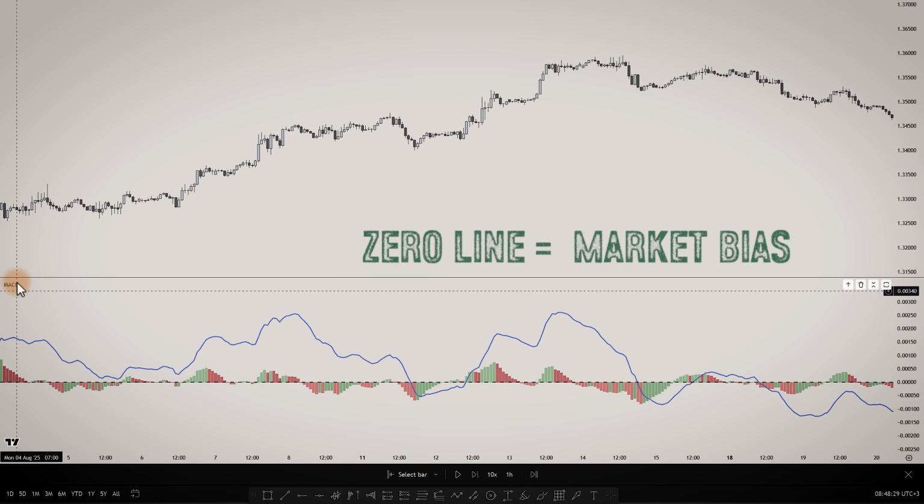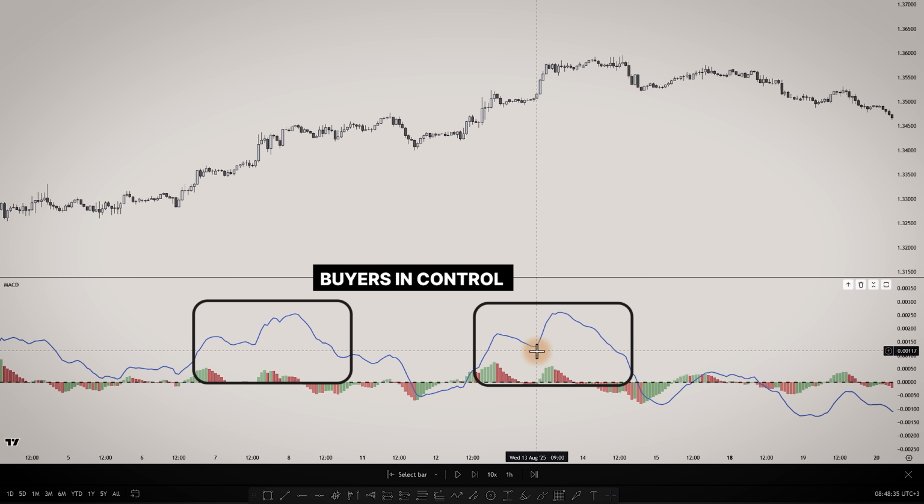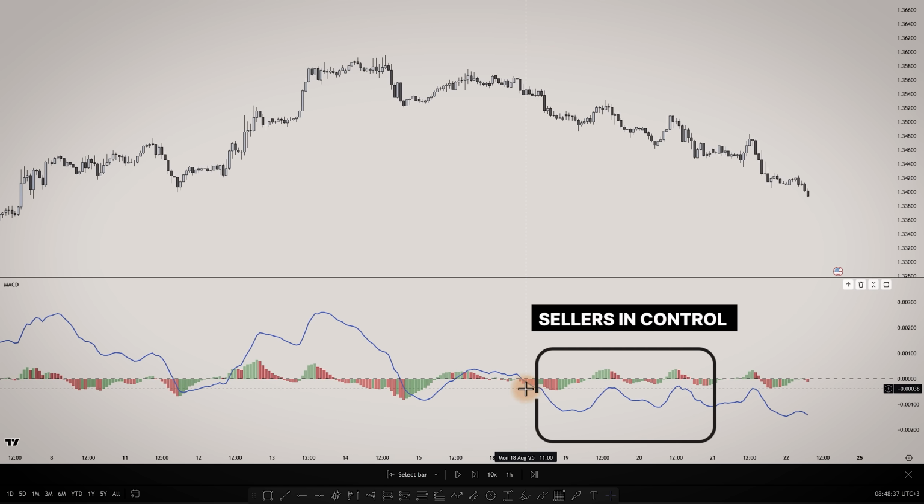The market is telling you its bias with the 0 line. When MACD is above 0, buyers are in control. When it's below 0, sellers run the show. So stop fighting what the market is literally showing you.